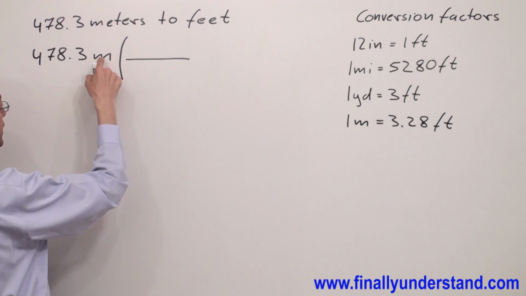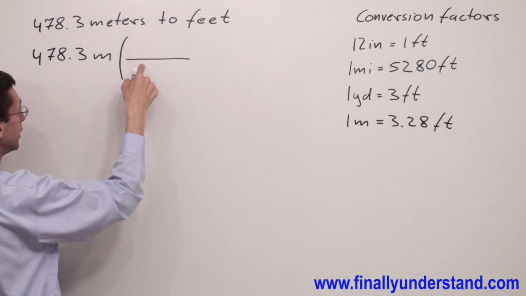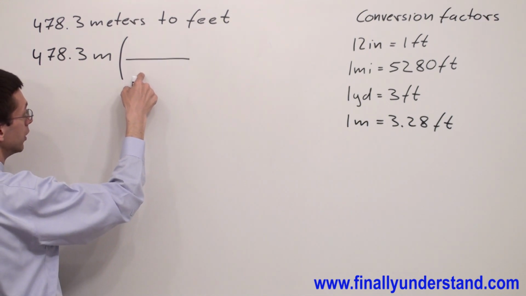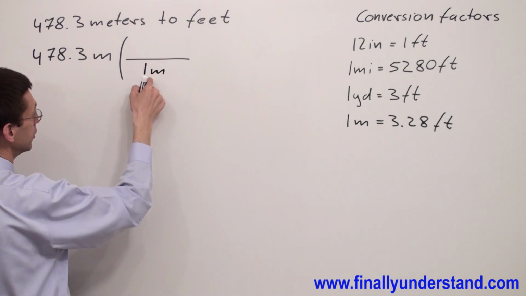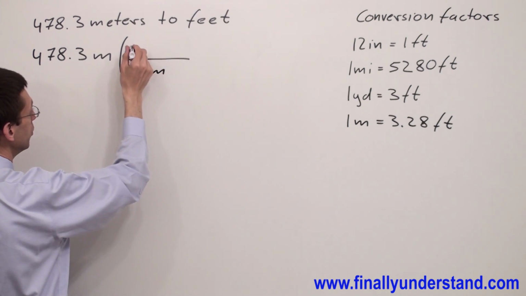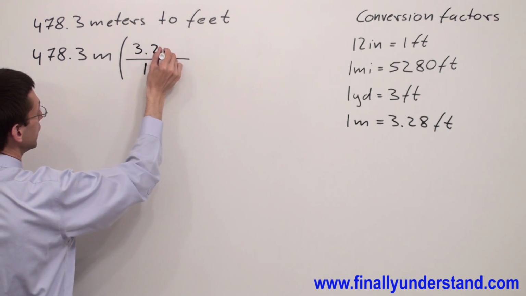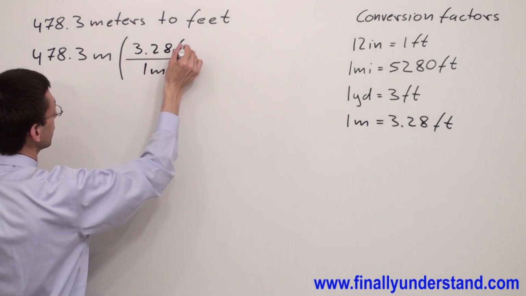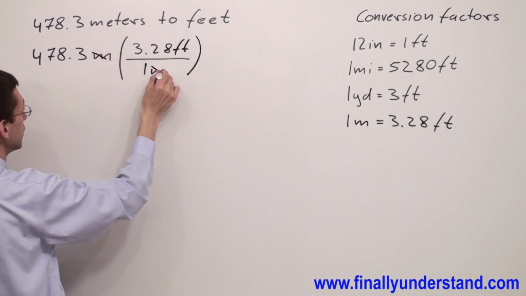I want to eliminate meter. In order to eliminate meter, you have to make sure that you are going to have meter in the denominator always. So I can write 1 meter in the denominator, and in the numerator I'm supposed to write 3.28 feet. Meter and meter will cancel out.